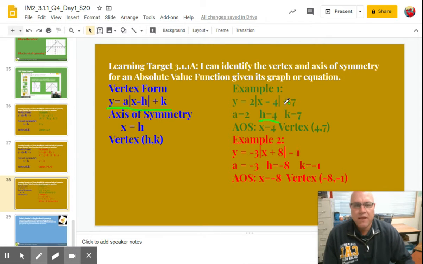All right, and then the k value is outside of the absolute value bars. In this case, it's positive 7, so k is positive 7. All right, the line of symmetry, real simple. It's simply x equals h. So once you've identified h, our line of symmetry or axis of symmetry, AOS, is x equals 4.